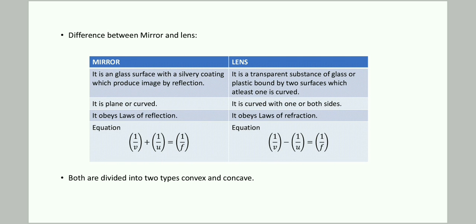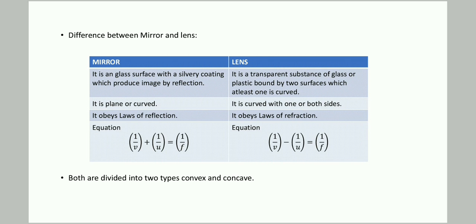A mirror is a glass surface with a silvery coating which produces an image by reflection, and a lens is a transparent substance of glass or plastic bound by two surfaces, at least one of which is curved. The mirror is plane or curved, and the lens is curved on one or both sides. The mirror obeys the laws of reflection, and the lens obeys the laws of refraction.